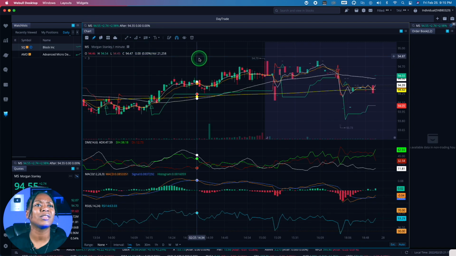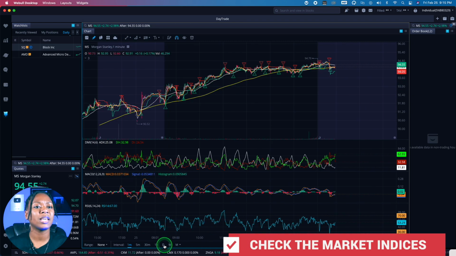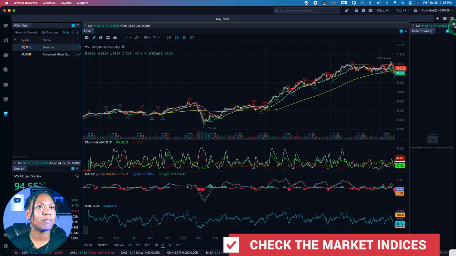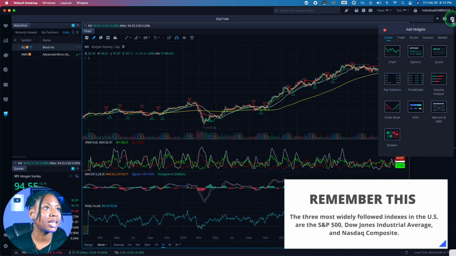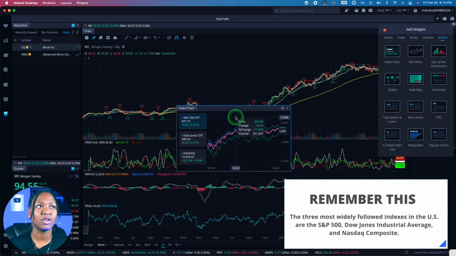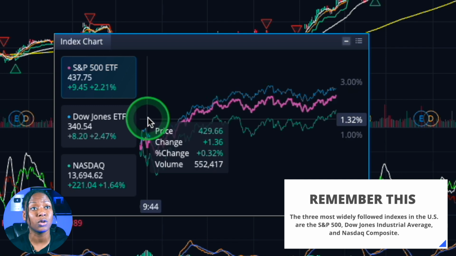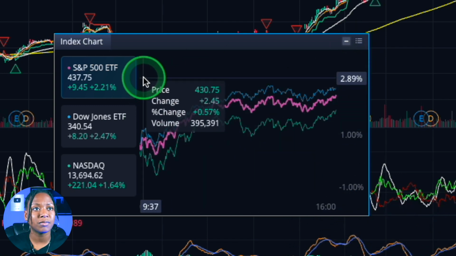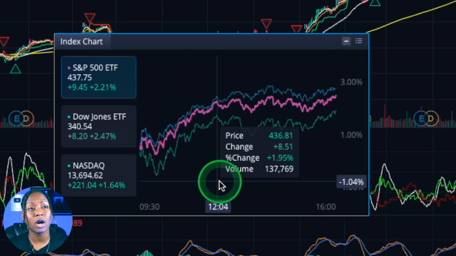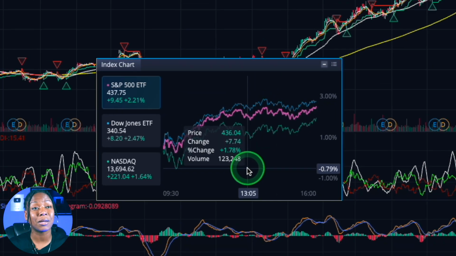Okay, and actually the first thing that I would want to do is to look at the market index. So the overall market index, that's just going to give you an idea of what's going on in the market. So this is Webull, it's just going to show you the top 3, and this is going to be S&P 500, Dow Jones, and NASDAQ. So we already see that the market overall is bullish today.